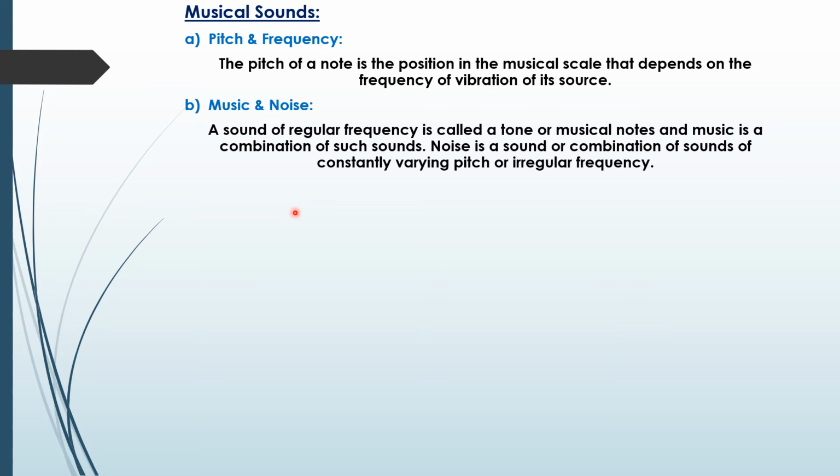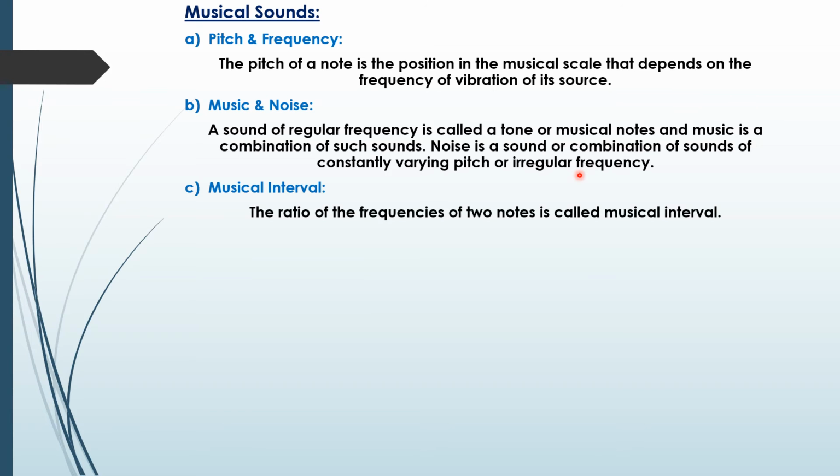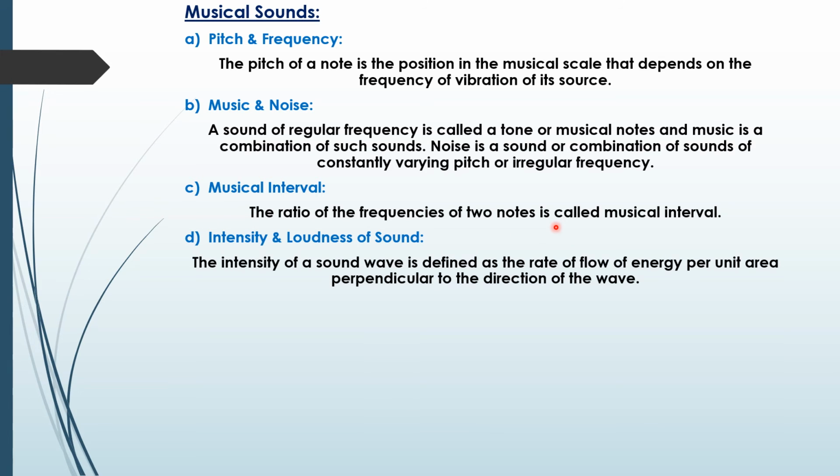Then if you talk about music and noise, a sound of regular frequency is called a tone or musical note, and music is a combination of such sounds. So music is actually a combination of sound waves having regular frequency, and noise is a sound or a combination of sounds of constantly varying pitch or irregular frequency. Musical interval: the ratio of the frequencies of two notes is called a musical interval.